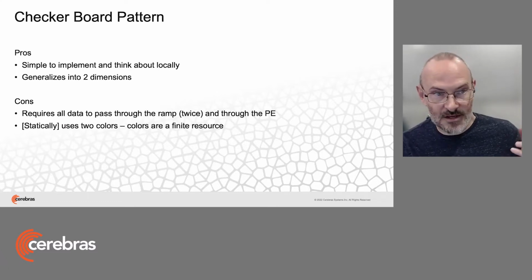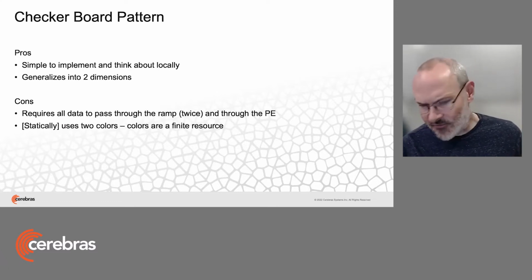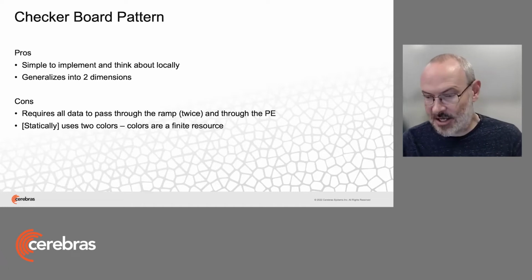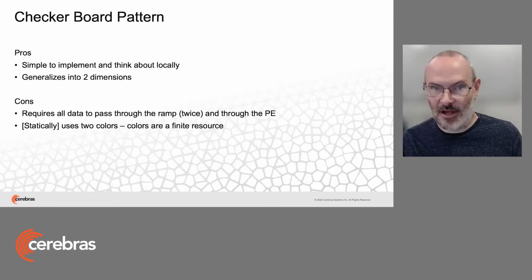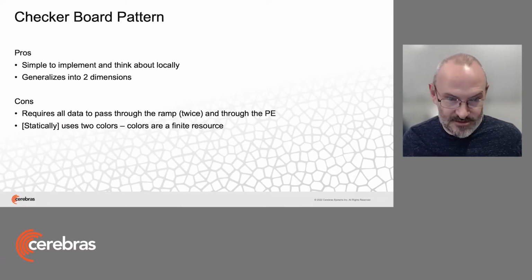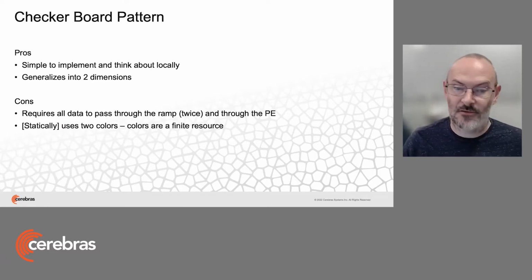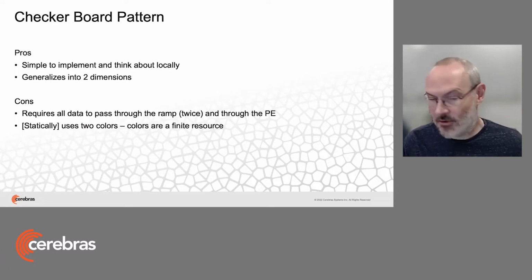For the checkerboard pattern, this is relatively easy to implement. You can think about it locally: you can think about myself and my neighbors. They have basically a different polarity of color, and this generalizes in 2 dimensions. The cons of this particular pattern is you have to pass through the ramp, both going up and going down, and through the compute module as data flows.